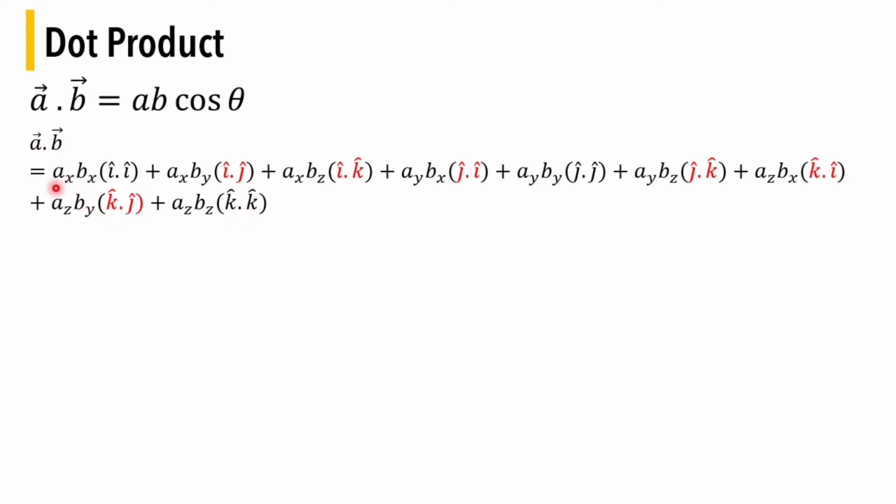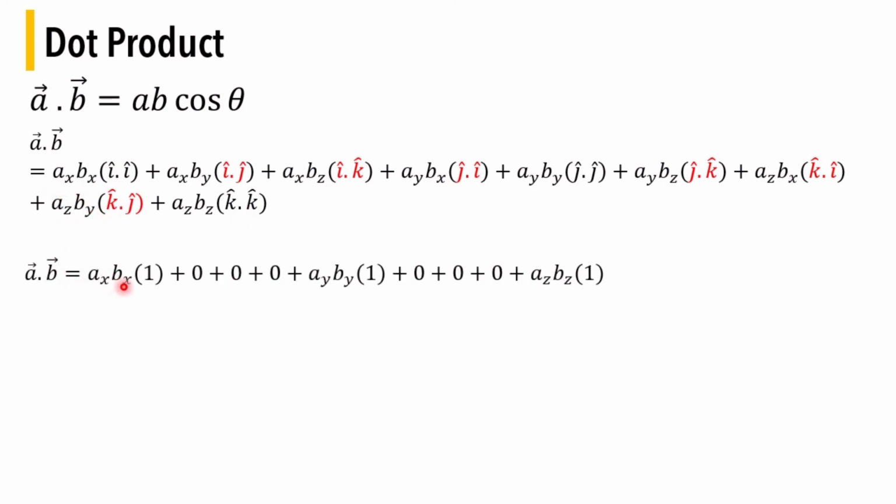Therefore, we will be left with ax bx, and i dot i is equal to 1, and this is 0, this is 0, this is 0, and this is 1, and ay by will be like this here, then 0, then 0, then 0, and then the last term az bz times 1. So we are left with ax bx plus ay by plus az bz. This is the dot product of the a and b vectors.